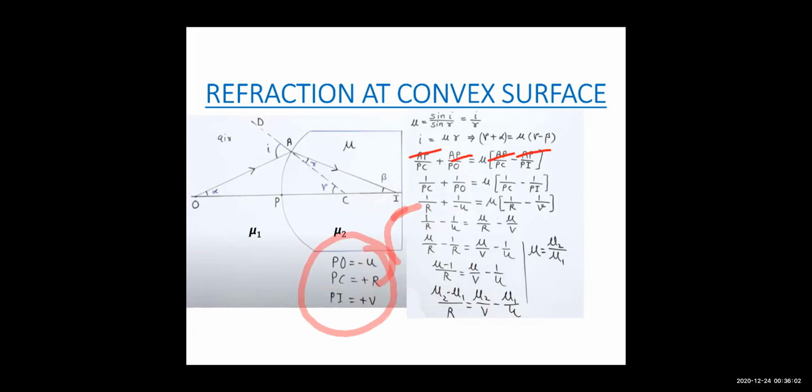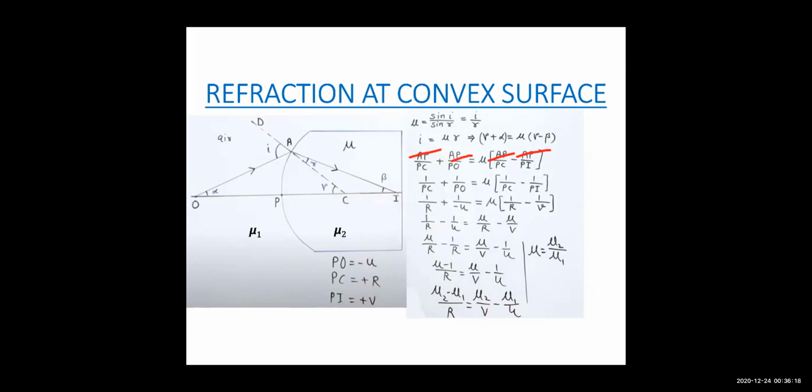So PC is R, so it is 1 upon R. PO value is minus U, so plus 1 upon minus U equals mu, PC is again 1 upon R minus PI is V, 1 upon V. Right? Now we are going to multiply mu inside.